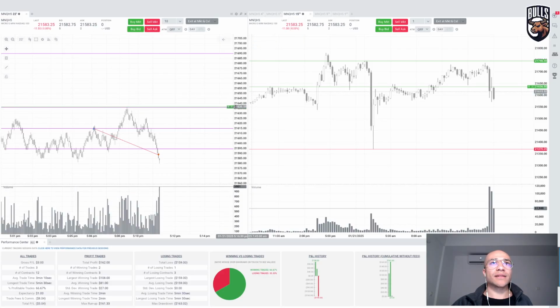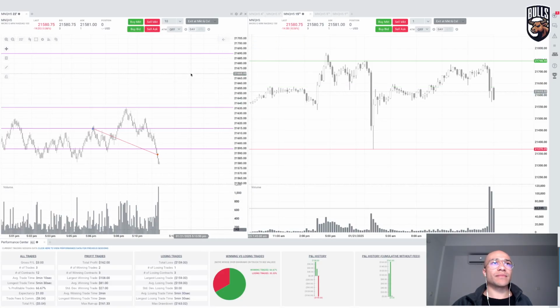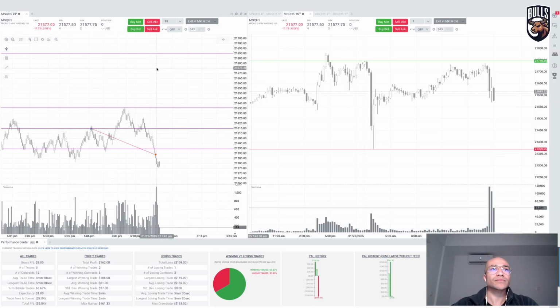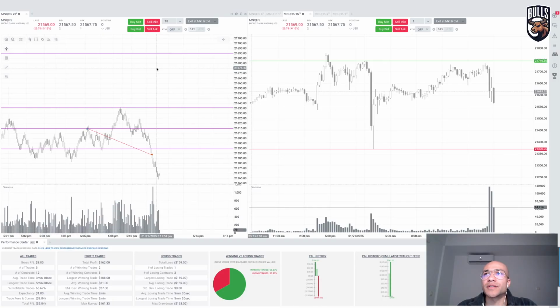But the trade idea was there. Obviously, I could have taken profit already here at 35, but I was looking for a little bit more. And yeah, that's just how it goes.